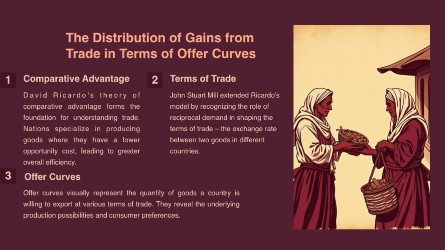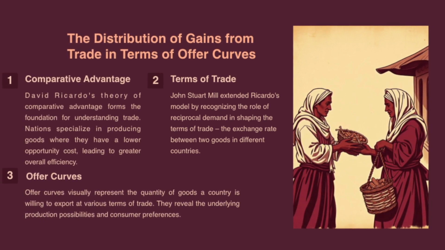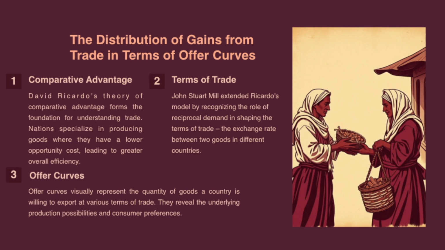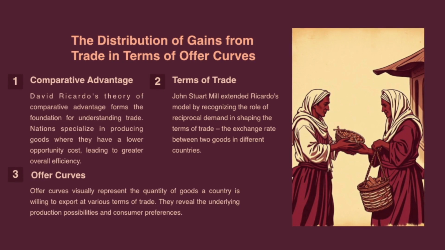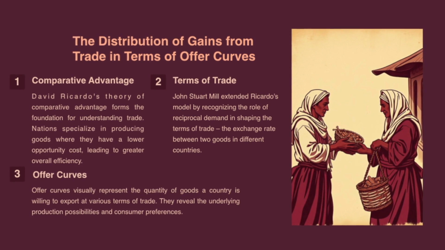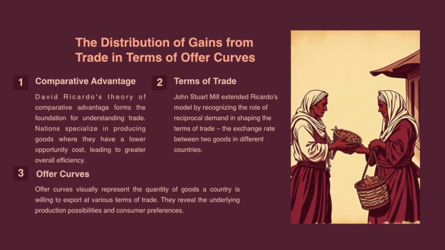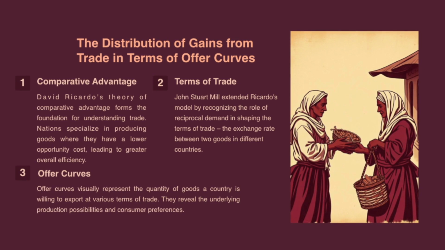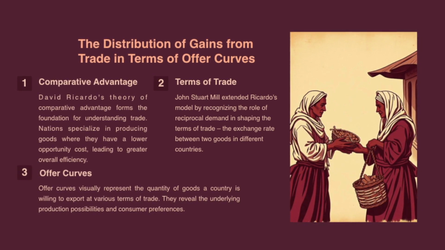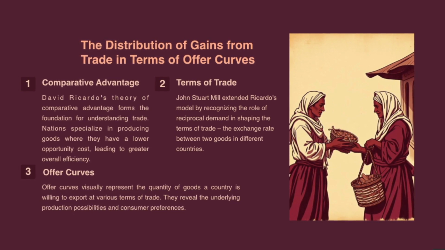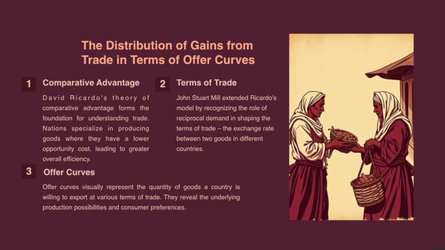Now to understand reciprocal demand, the key to understanding trade flows and the distribution of gain from trade lies in the concept of terms of trade. Now what is terms of trade? The terms of trade is basically the exchange rate between two goods in different countries. Whenever we talk about terms of trade, which we have explained many times in our previous MOOCs, the terms of trade are influenced by both the demand for goods and the domestic opportunity cost of producing them. Now John Stuart Mill expanded the Ricardo theory by recognizing the role of reciprocal demand in determining the terms of trade.